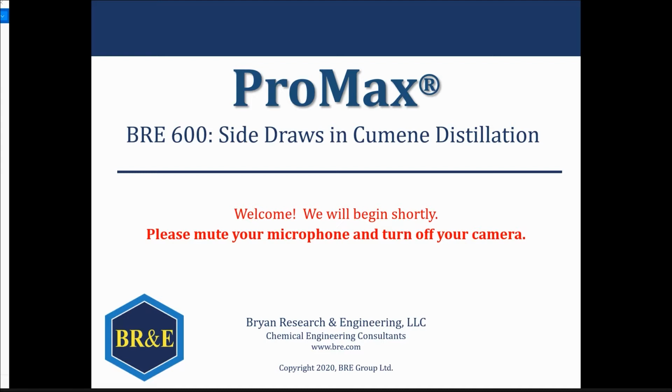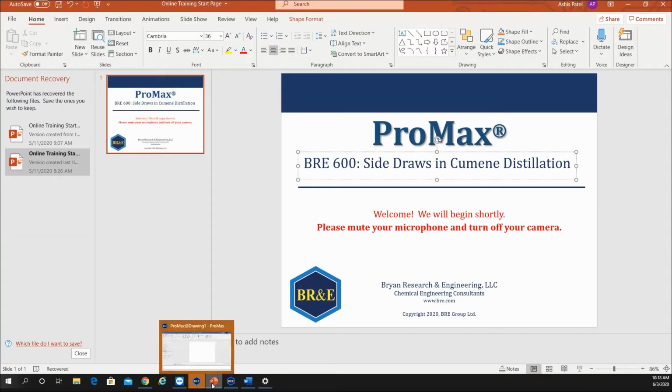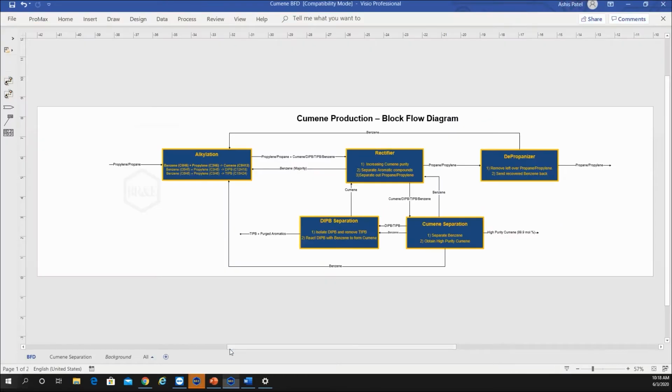The main goals of this webinar are to first go over a process flow diagram of the cumene production process, then to do a brief introduction into ProMax, and then to cover how columns are specified in ProMax, as well as setting up specifications for columns with side draws. So let's first take a look at our process flow diagram for the cumene production process.